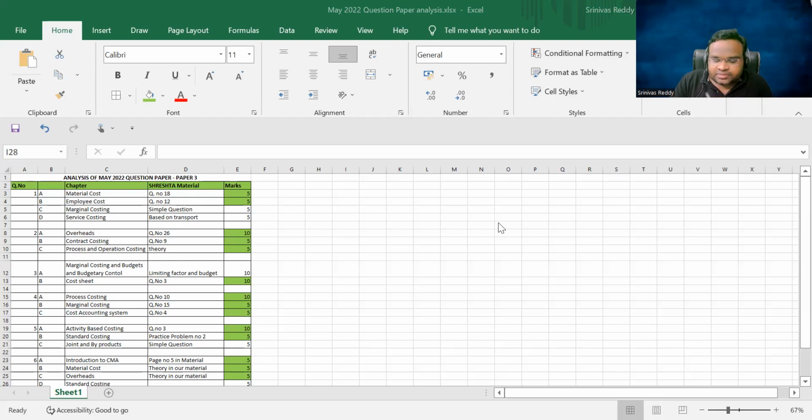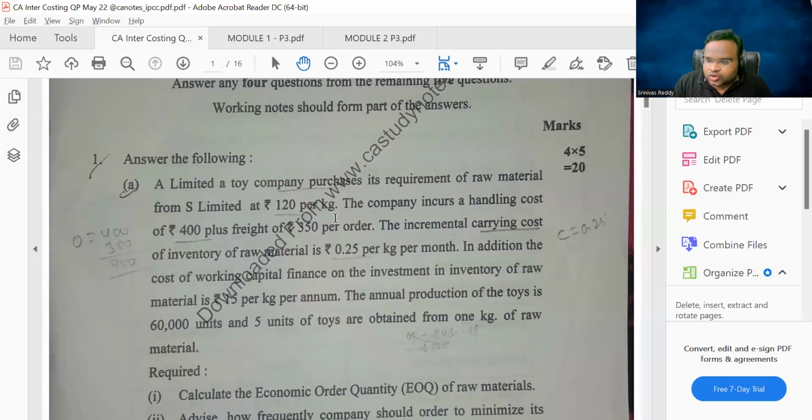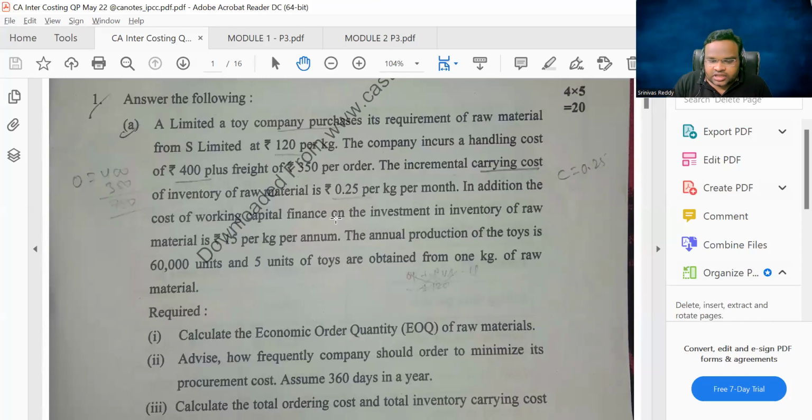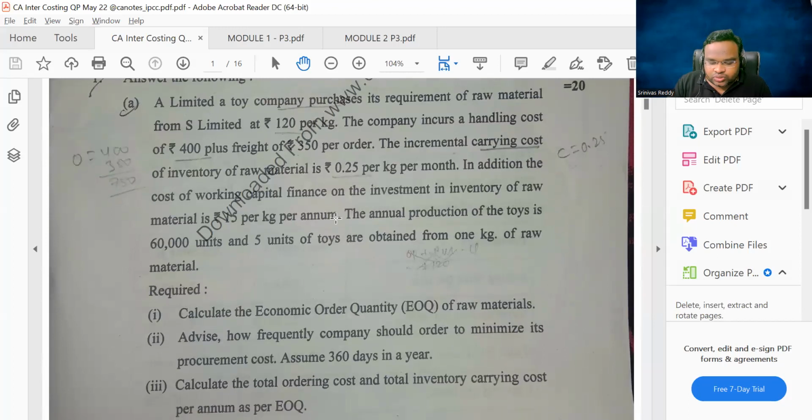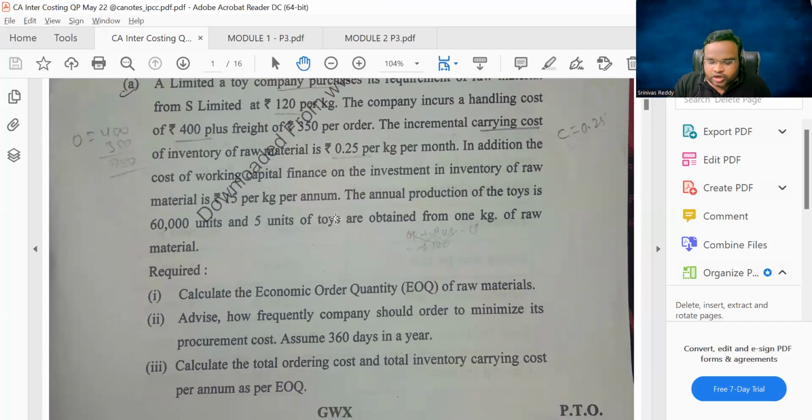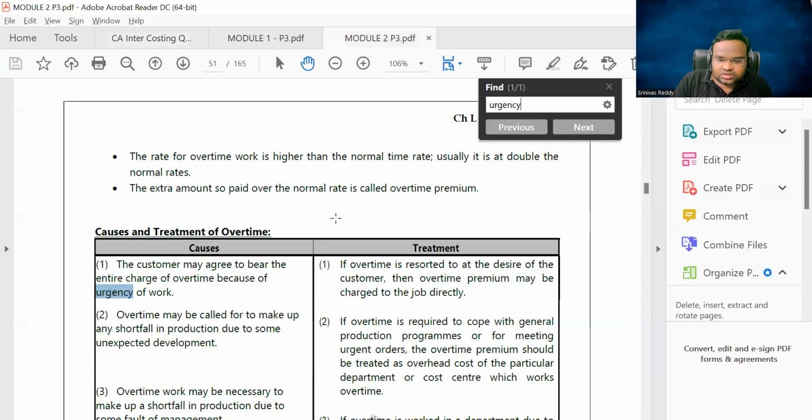Please observe properly. So first, question number 1A is from material cost, discussing about EOQ and how many orders to be placed. What is the total ordering cost and inventory carrying cost? I'm not discussing any questions here. The same question with the numbers different, you can see from our material, which is question number 8 in material cost.